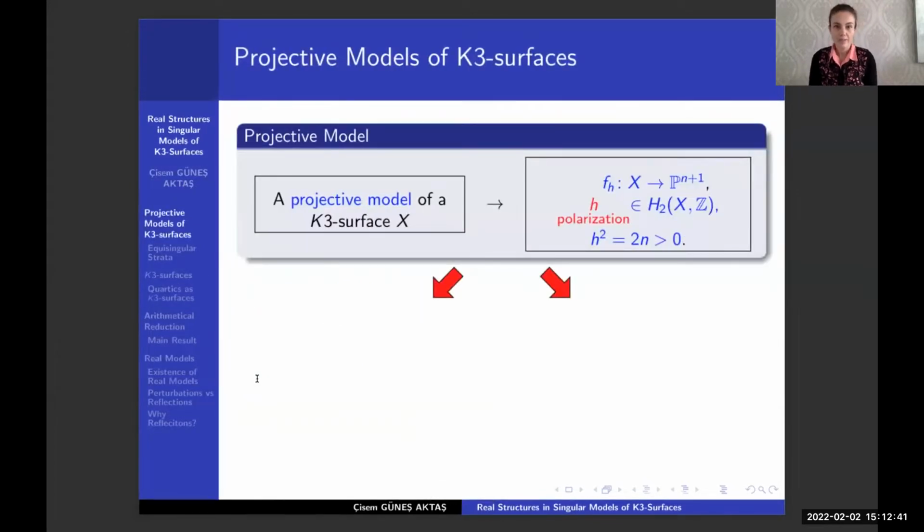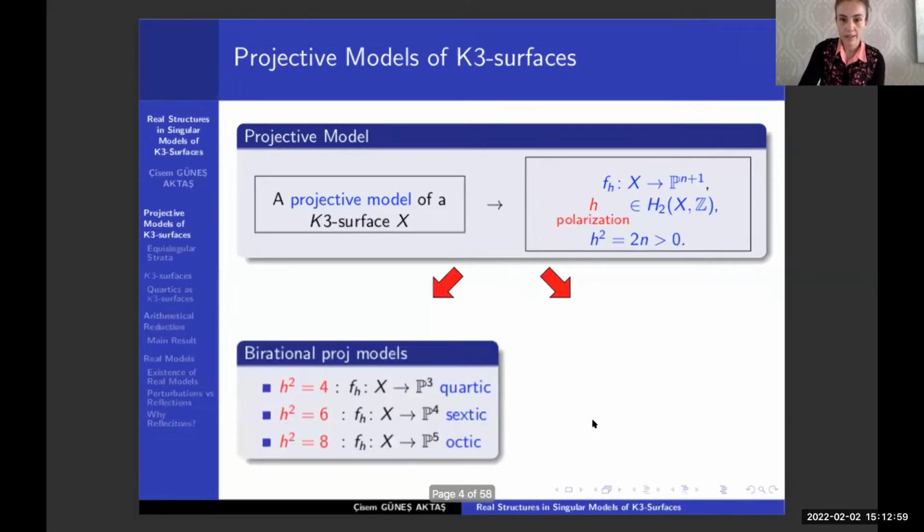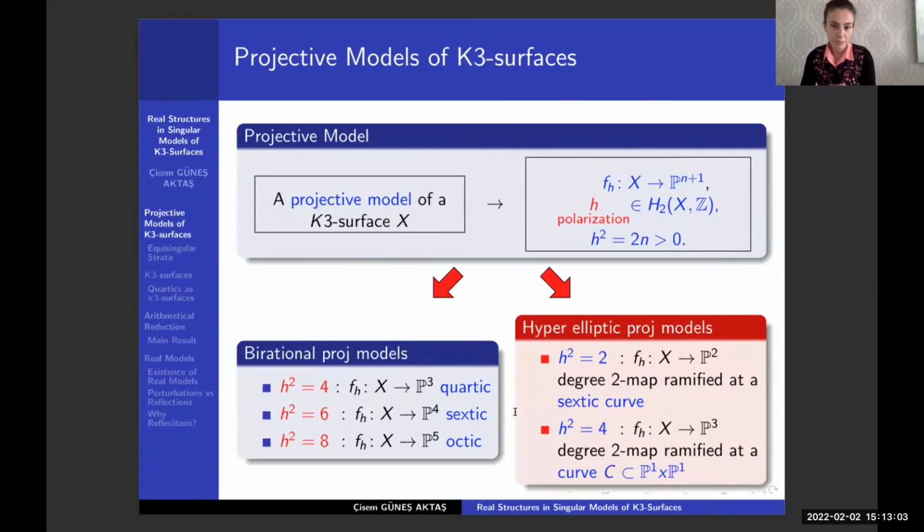What's a projective model of a K3 surface? It's in fact a map like this. Here, H belongs to a second homology group, and we call this H the polarization. And projective models can be studied in two groups, like birational models and the hyperelliptic projective models.